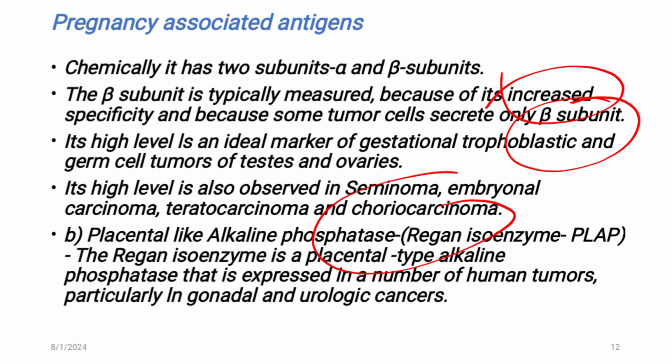The next one is the placenta-like alkaline phosphatase, that is also called the Regan isoenzyme. It is a phosphatase that is expressed in a number of human tumors, particularly in gonadal and urologic cancer. So if the person has gonadal or urologic cancers, the Regan isoenzyme, that is the placental type alkaline phosphatase, this enzyme is increased in these types of cancers, gonadal and urologic cancers.